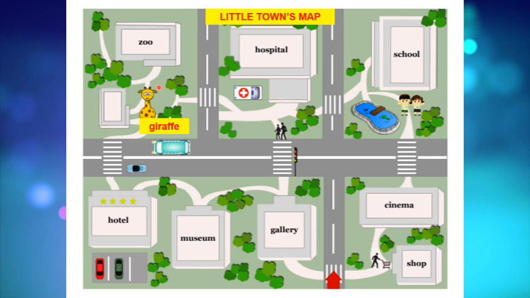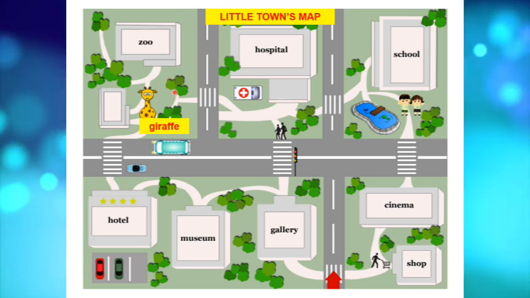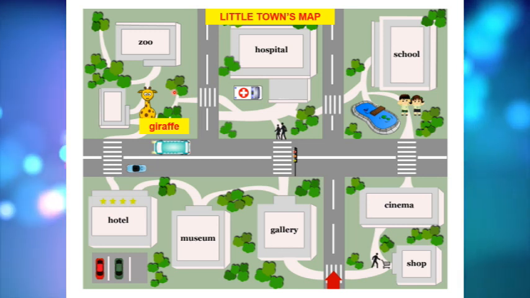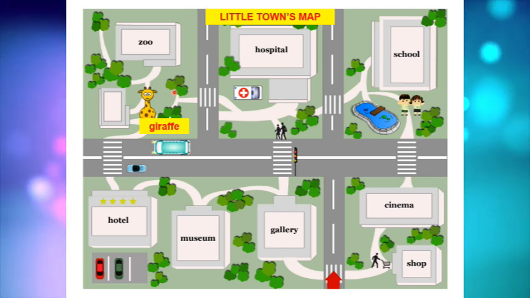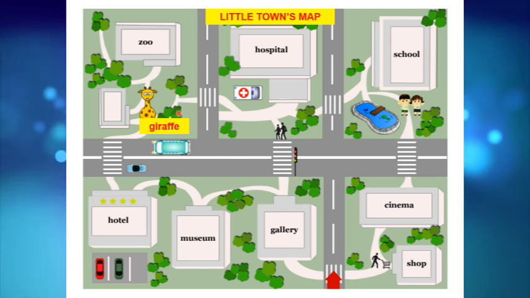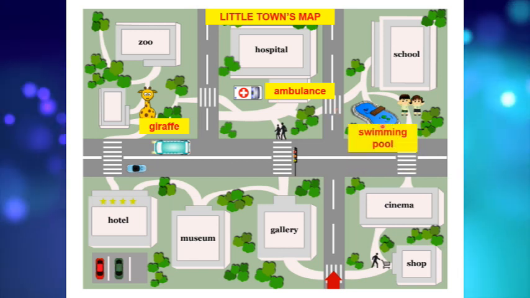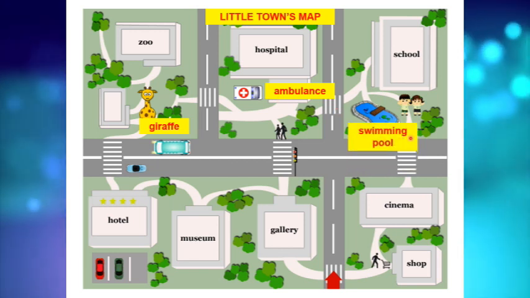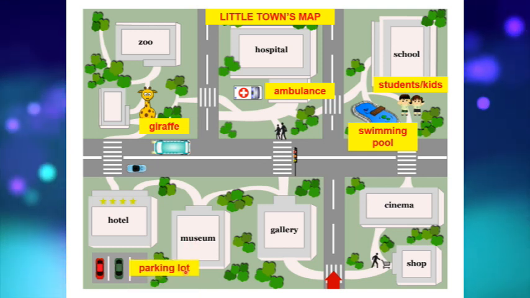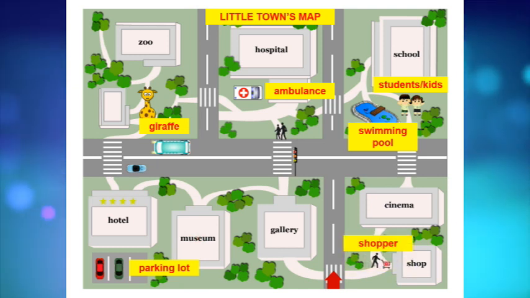So in each block or in each place or establishment or landmarks, we have things or animals or objects that we need to also identify. Like in the zoo there is a giraffe, in the hospital there is an ambulance, in the school there is a swimming pool and the students or the kids. In the hotel or in block 4 we have parking lot and we have shopper.